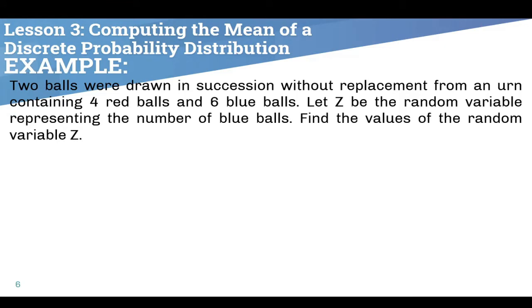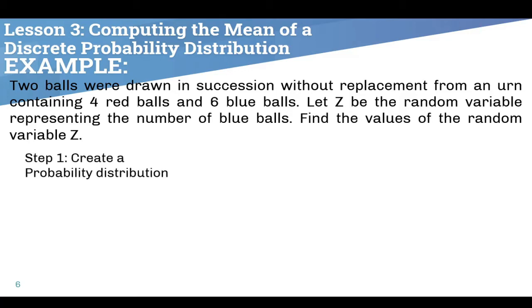Okay, kunin natin example, ito. Again, 2 balls were drawn in succession without replacement from an urn containing 4 red balls and 6 blue balls. Let Z be the random variable representing the number of blue balls. Find the values of the random variable Z. So, ito, paano natin kukunin yung mean nito? Ito yung ating example, simula pa nung unang video. So, anong step ang gagawin natin?